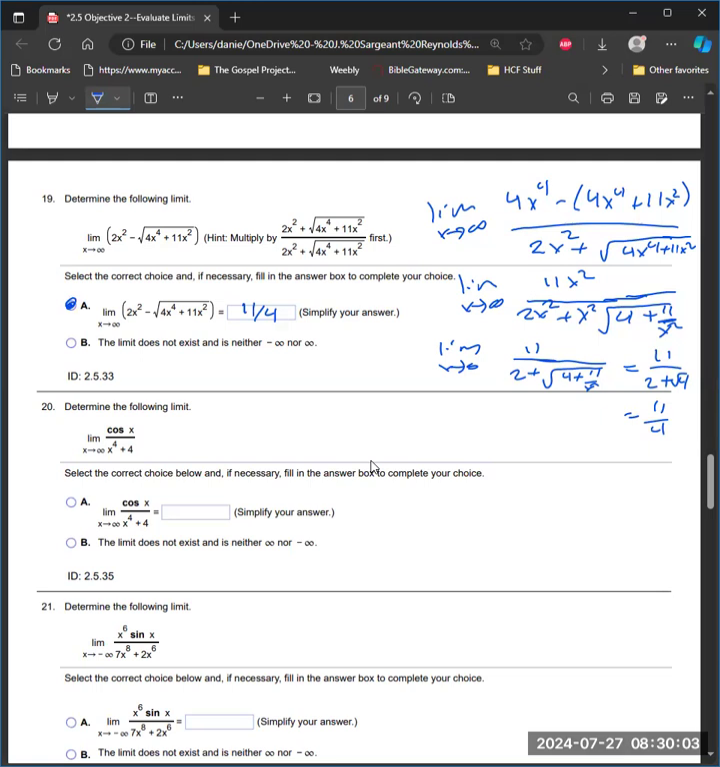And this is negative because that negative got distributed. Just missed a negative sign. There we go.